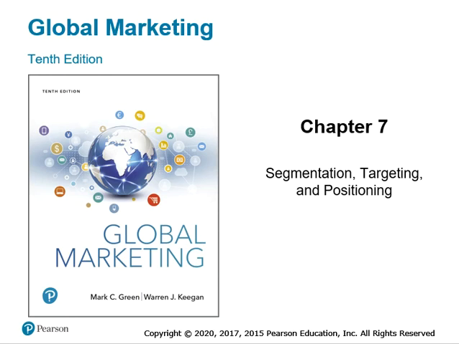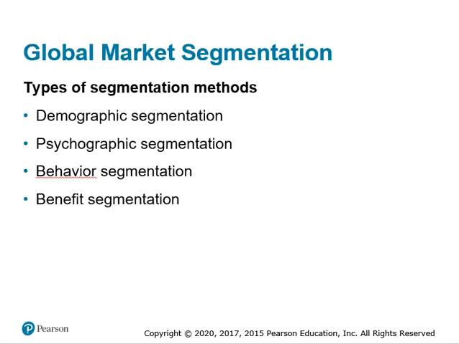Next up, segmentation, targeting, and positioning based on the research that you've gathered. And often this involves gathering even additional research. So there are several types of segmentation methods. What is segmentation anyhow? So global market segmentation has been defined as the process of identifying specific segments. They may be country or individual consumer groups. But they're segments that have homogeneous attributes, and they're likely to exhibit similar responses to a particular marketing mix.